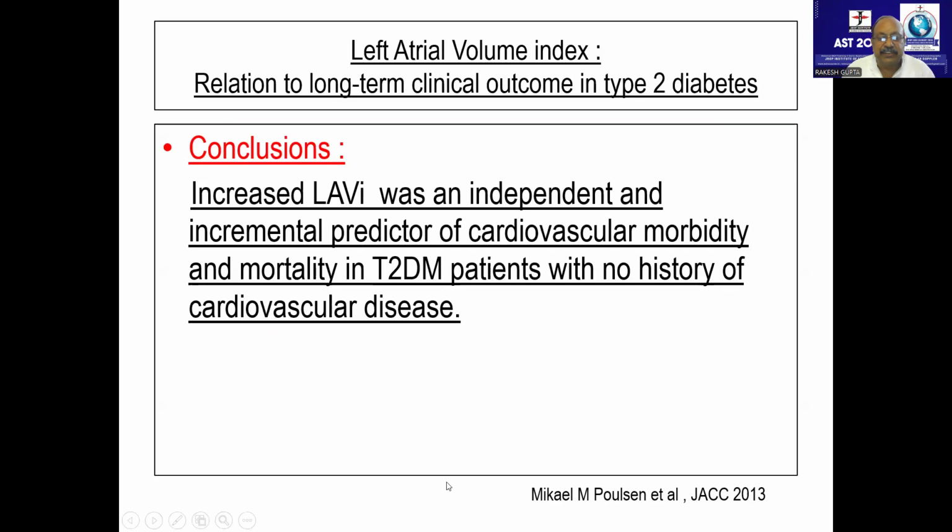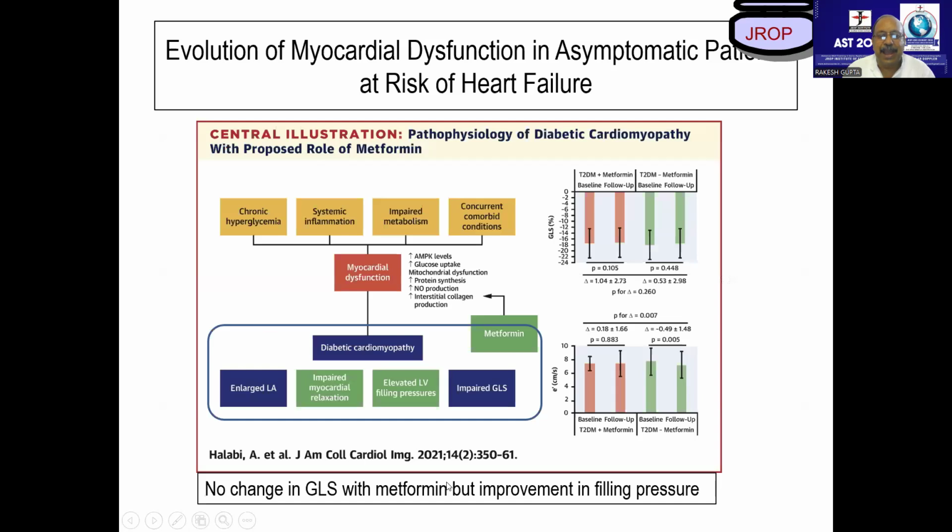And look at this classification again in 2021, diabetic cardiomyopathy. That was 2013; I'm talking about 2021. In diabetics, what is the myocardial dysfunction leading to cardiomyopathy? Enlarged LA. We have an enlarged LA. Impaired myocardial relaxation, which was not there. Elevated LV filling pressure, which was there. Impaired GLS, which was not there. So 2 out of 4: we have enlarged LA and we have elevated filling pressures.